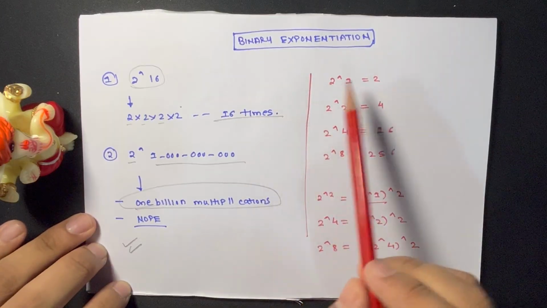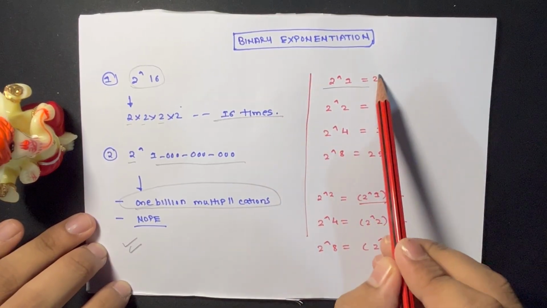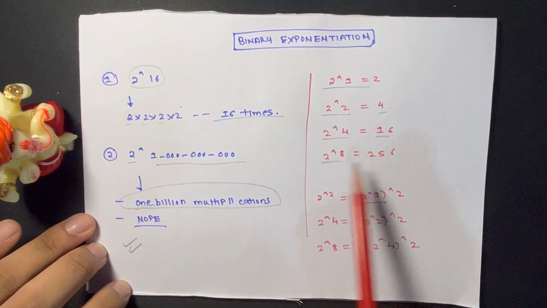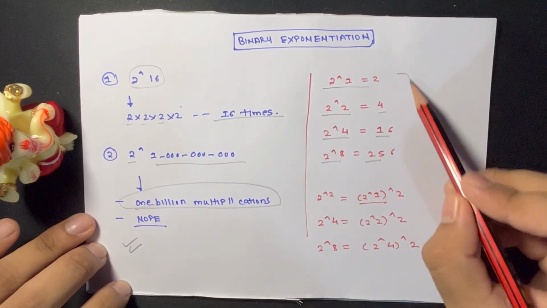Okay. Now consider this: 2 to the power 1 is equal to 2. 2 to the power 2 is equal to 4. 2 to the power 4 is equal to 16, and 2 to the power 8 is equal to 256. We know all these things, right?